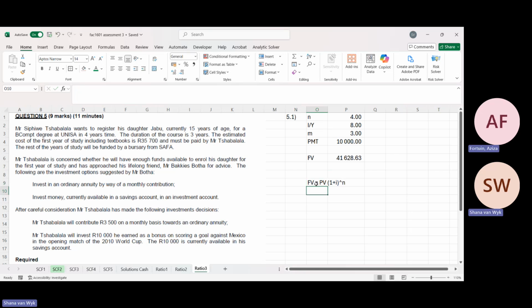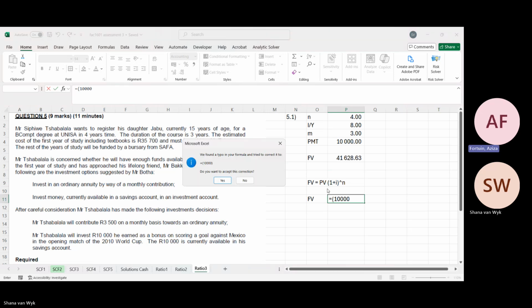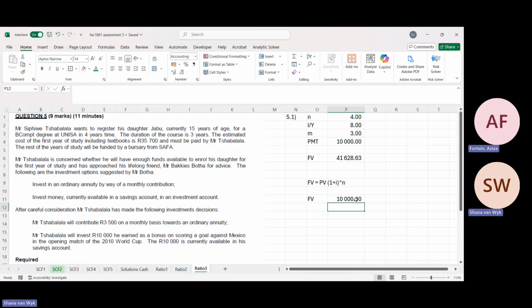So let's quickly check. The present value is 10,000 rand, times 1.08, which is the interest rate divided by 4, oh, 1.02. Sorry, is this PV times (1 plus i), or is it plus? You must open the brackets. So it's multiplied. 10,000 is not in the brackets.